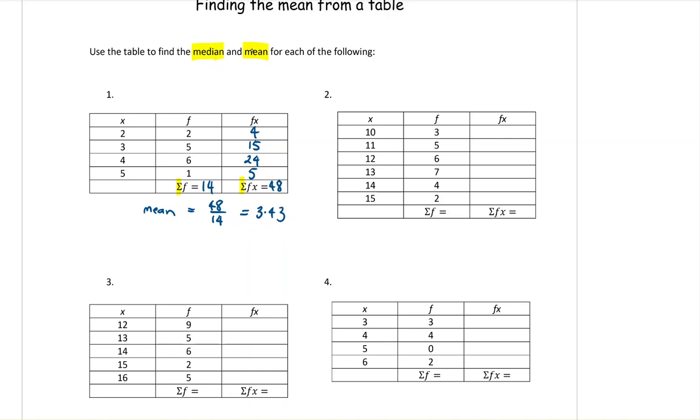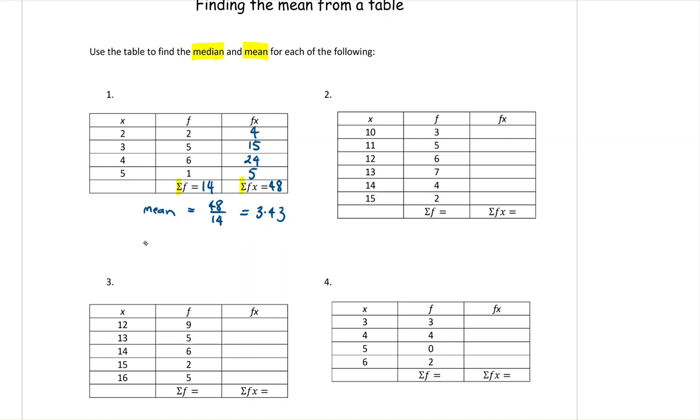Remember my n plus 1 over 2? That's what we're going to do here. I have 14 scores. Plus 1 is 15. And 15 divided by 2 is? 7.5. Very good. I need to find the 7th and the 8th number. And you count down your frequency column. So there's 1, 2, 3, 4, 5, 6, and 7. 7 is the 5th number that's in there, which means the 8th number is going to be the first number in the 4 one. So that means that my median is between the 3 and the 4.